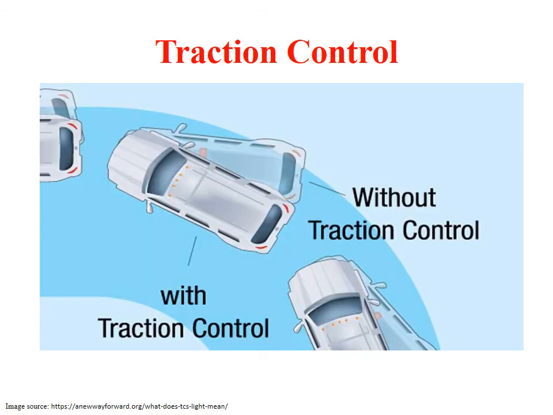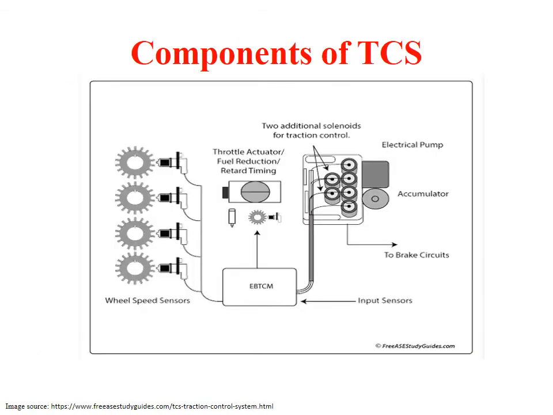With this picture itself, you can clearly understand the importance of the traction control system on a vehicle. It shows two different cases, car with the traction control system and without the traction control system, and how each moves on a cornering. Now the components involved in a traction control system: you can see here wheel sensors, ECU and hydraulic modulator. Along with it, we have two additional solenoids for traction control, which are attached to the brake circuits.